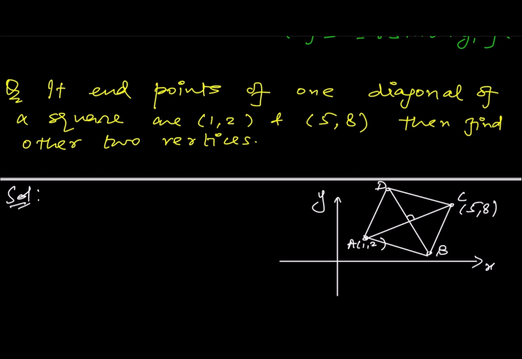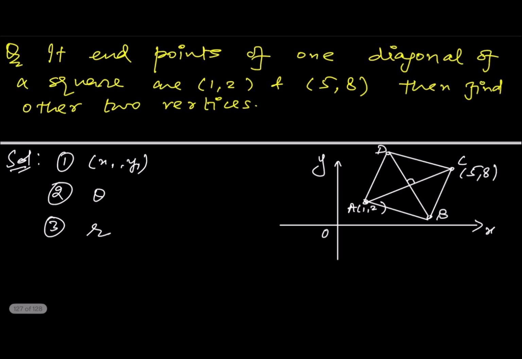So for this, I will use the parametric equation. And for the parametric equation, we need three things. First is the point x1, y1. Second, theta. And third, r. Now collect all these three if you want to use parametric form.